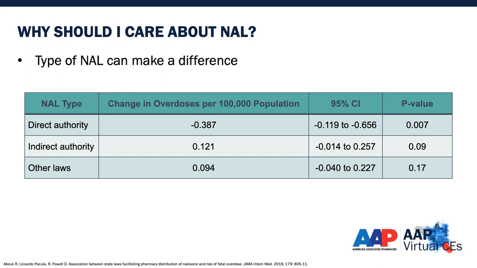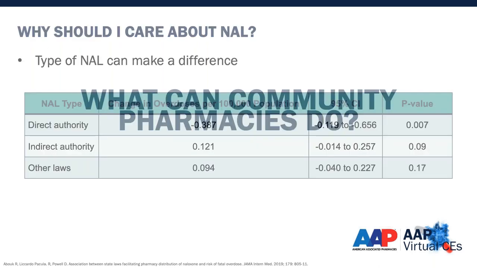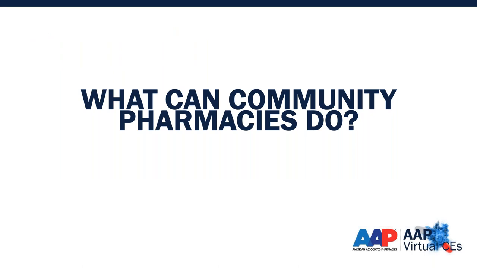That's not the case. What's really key is the engagement, okay? So we see here that the direct authority group had a statistically significant decrease, a 34% decrease versus the other groups, okay? And these numbers may look small, but given the frequency that this occurs, our incidence and prevalence rates, this makes a huge difference in overdose deaths. And it really speaks to the value that you can have based on how well you implement it. So what can community pharmacies do?